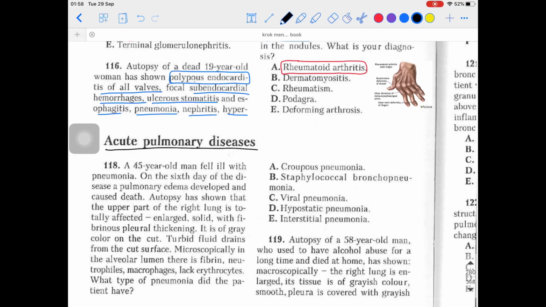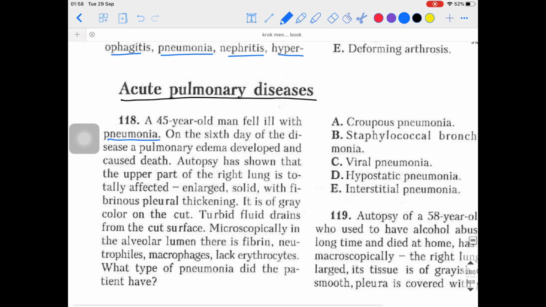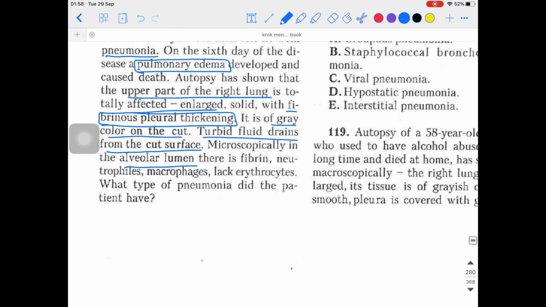Okay, let's move on to question number 118. A 45-year-old man ill with pneumonia. On the 6th day of the disease, a pulmonary edema developed and caused death. Autopsy has shown that the upper part of the right lung is totally affected and enlarged, solid with fibrinous pleural thickening. It is of grey color on the cut surface. Turbid fluid drains from the cut surface. Microscopically, in the alveolar lumen there is fibrin, neutrophils, macrophages, and they are lacking erythrocytes. What kind of pneumonia are they talking about?